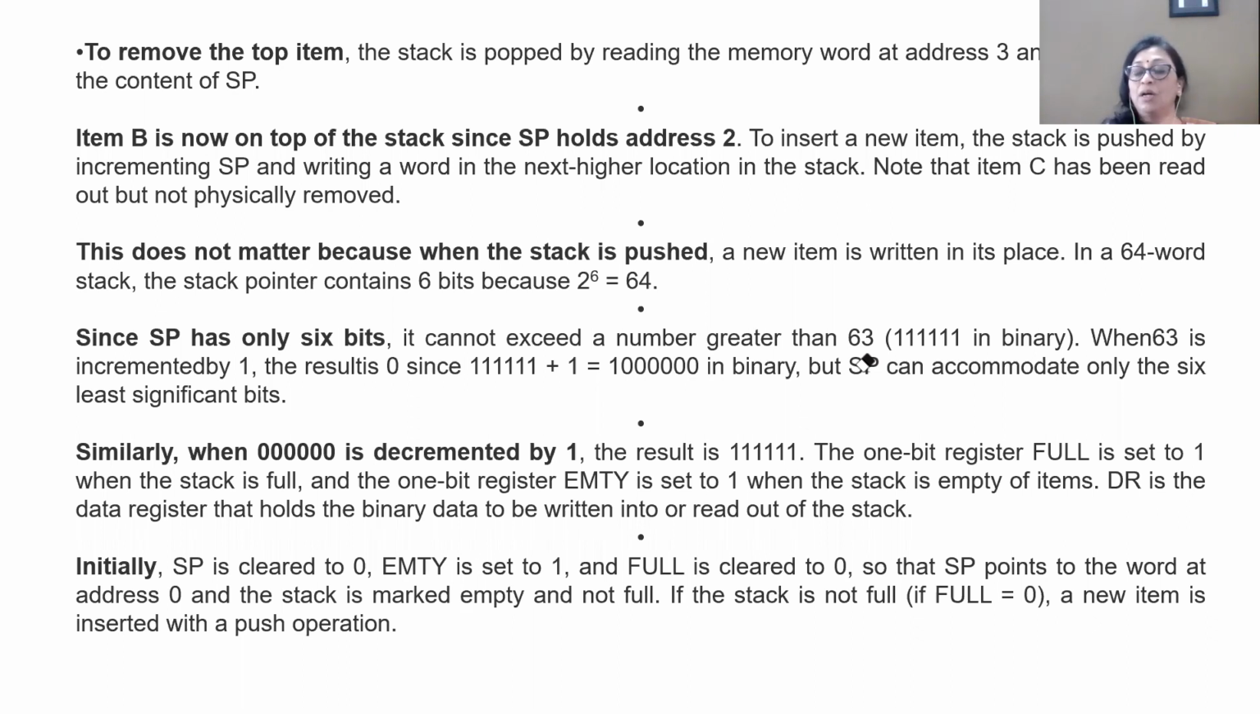Now suppose your stack pointer reaches its maximum limit, 111111, and you are trying to insert one more element onto the stack. Then what will happen? Obviously the stack pointer will be incremented by 1 first. So 1 will be added to 111111. So 111111 plus 1 is equal to 1 followed by 6 zeros. Here it can accommodate only 6 zeros. It cannot accommodate the 7th one.